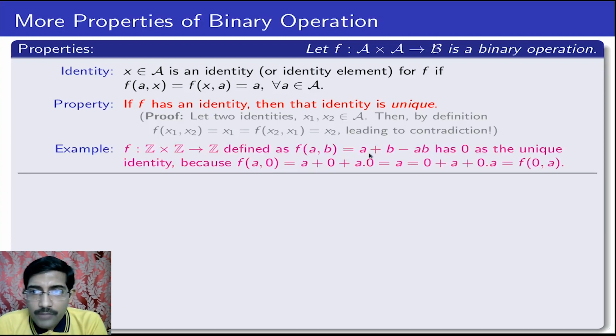Example, the same example I revisit, f(a, b) equals a plus b minus ab, has 0 as the unique identity because f(a, 0) is this, which is equal to f(0, a).